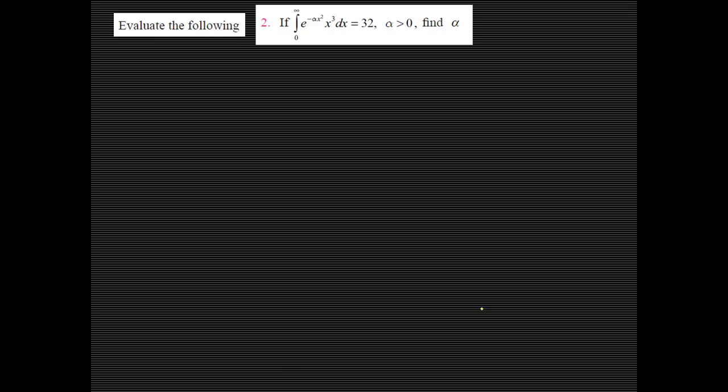Hello students, and now we are going to see the second question. So let us write what is given. Given is integral 0 to infinity e power minus alpha x square into x cube into dx, that is equal to 32. They have given the value, the answer also. But the question here is, what is the value of alpha? We need to find the value of alpha.